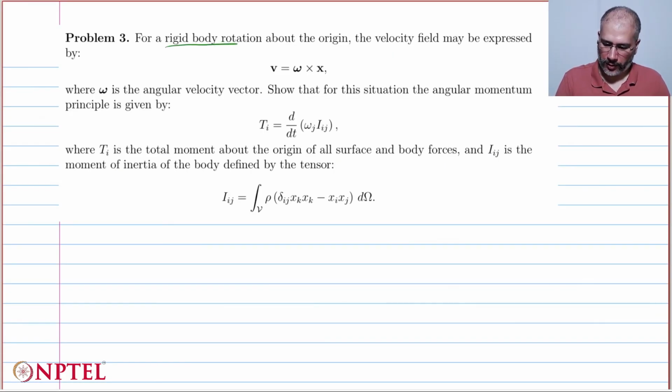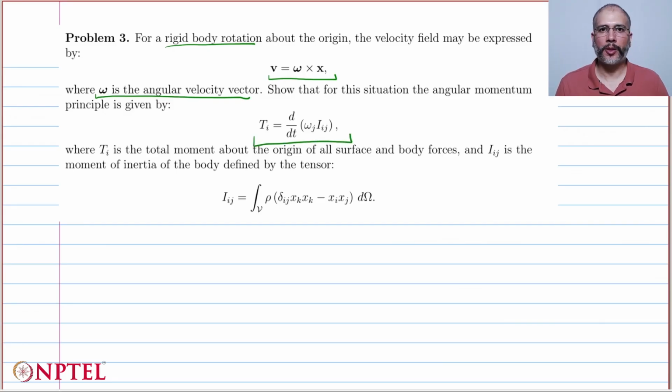There's a case of rigid body rotation where the velocity field is expressed as omega cross x, where omega is the angular velocity vector and x is the position vector of the point whose velocity is being calculated. So for this case, we have to show that the torque, or the total moment about the origin for all the surface and body forces, is given as d by dt of omega_j times I_ij, where I, the moment of inertia, is expressed using this expression. So let us solve the problem.